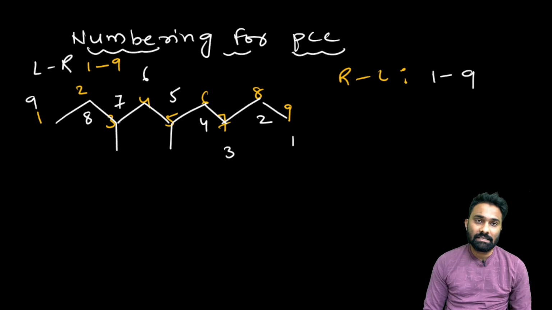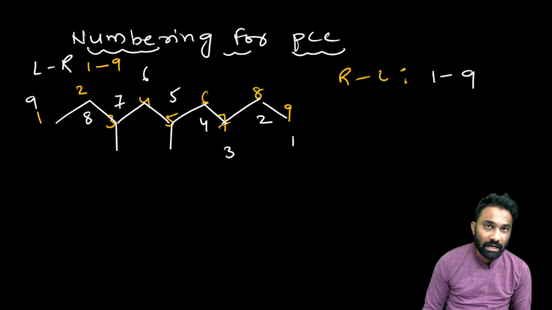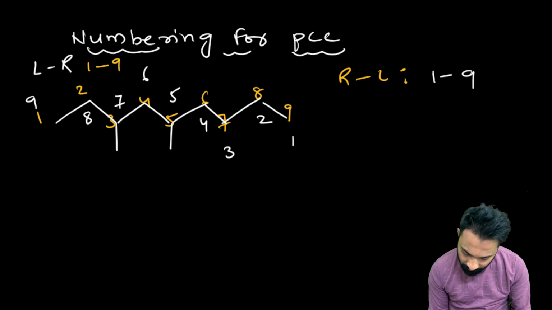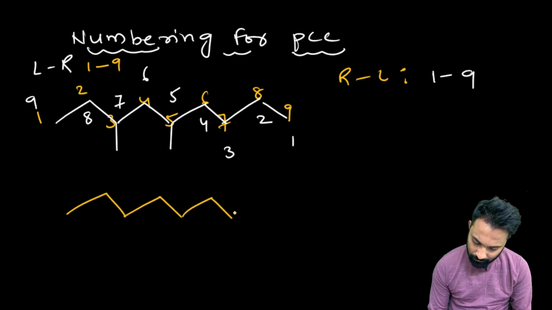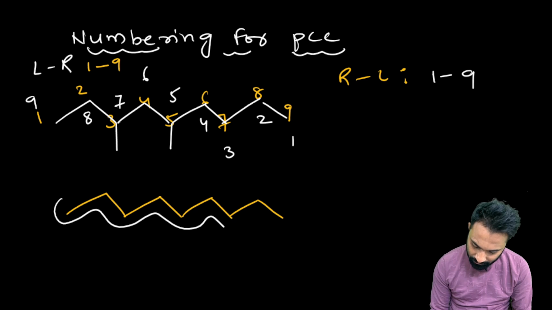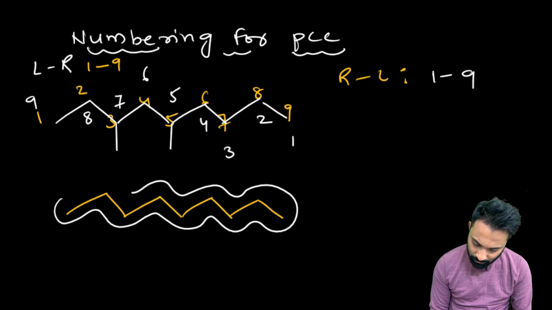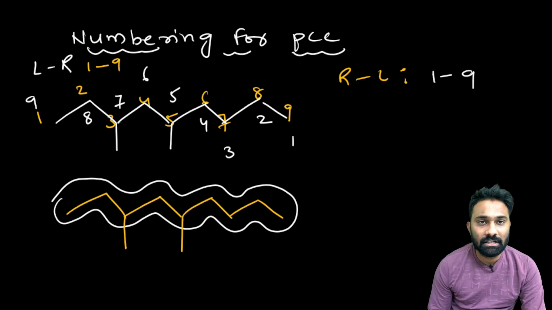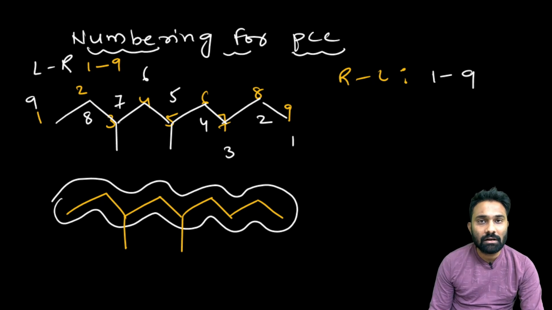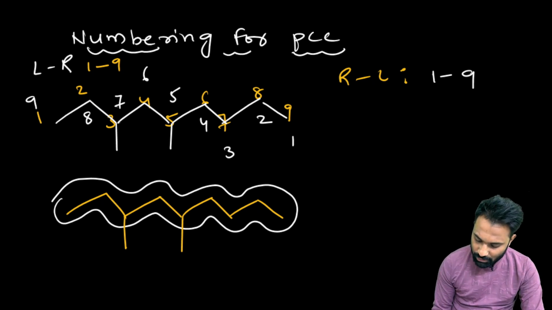Now right to left, it is in the white, it will be from 1 to 9. So which numbering is correct? Left to right is correct or right to left is correct? To identify that, after identification of the parent carbon chain, this is our parent carbon chain. Now after the parent carbon chain, these two are the substituents. Other than the parent carbon chain, if anything is present, those are substituents, right? Clear?